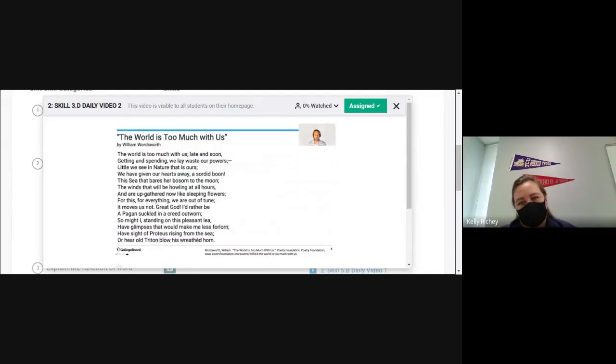The world is too much with us, late and soon, getting and spending. We lay waste our powers. Little we see in nature that is ours. We have given our hearts away, a sordid boon. The sea that bears her bosom to the moon, the winds that will be howling at all hours and are upgathered now like sleeping flowers. For this, for everything, we are out of tune. It moves us not. Great God, I'd rather be a pagan suckled in a creed outworn. So might I, standing on this pleasant lea, have glimpses that would make me less forlorn. Have sight of Proteus rising from the sea, or hear old Triton blow his wreathed horn.